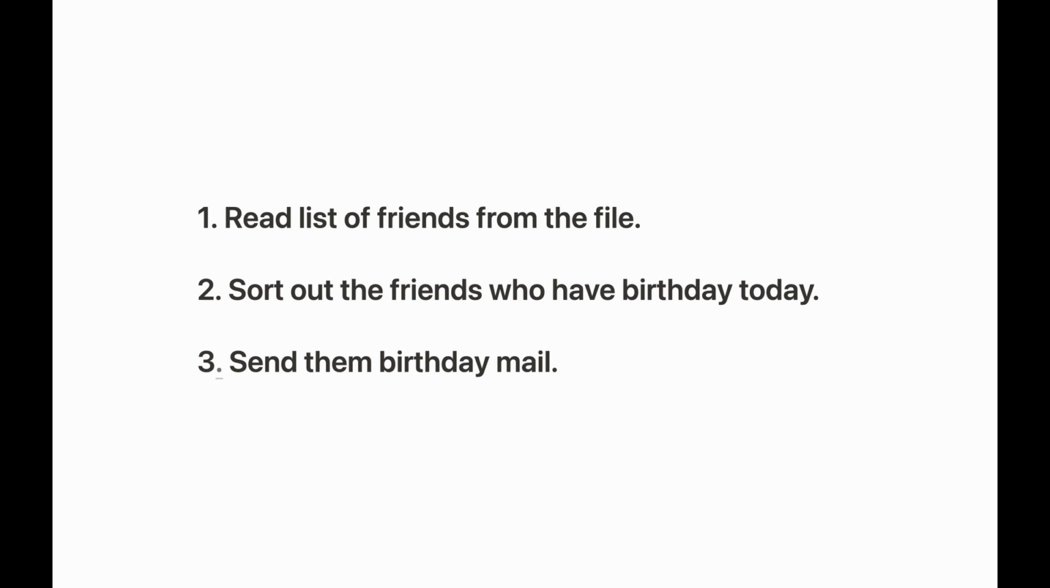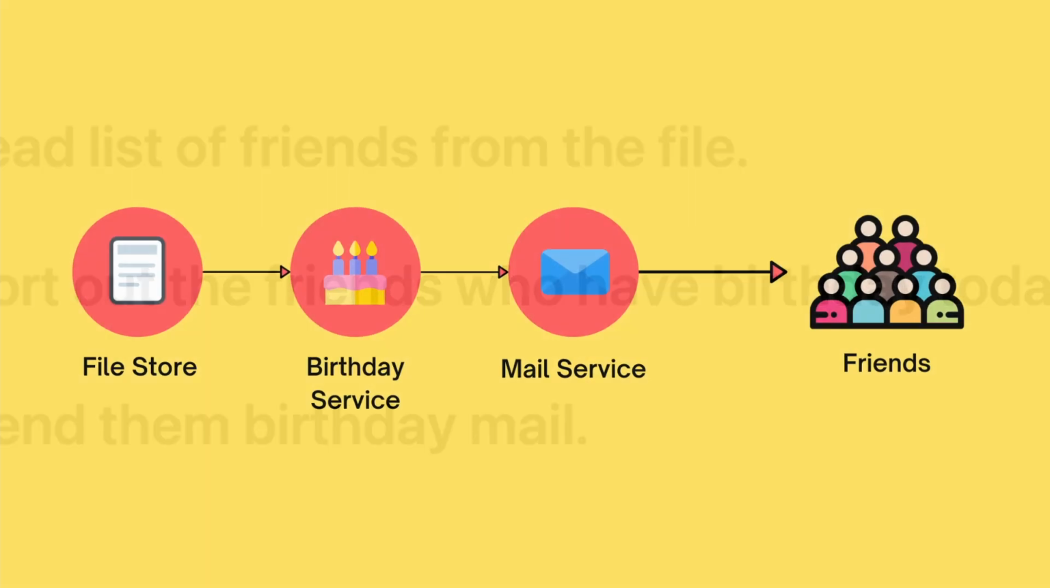As we go through our requirements, we can see that there are multiple things that we want to do. So let's break them into multiple steps. First, we will need to read the list of friends from the file. Second, sort out the friends who have a birthday today. And third, send them a birthday mail.